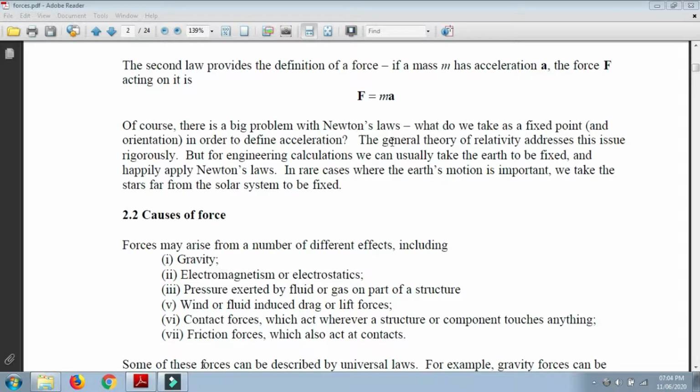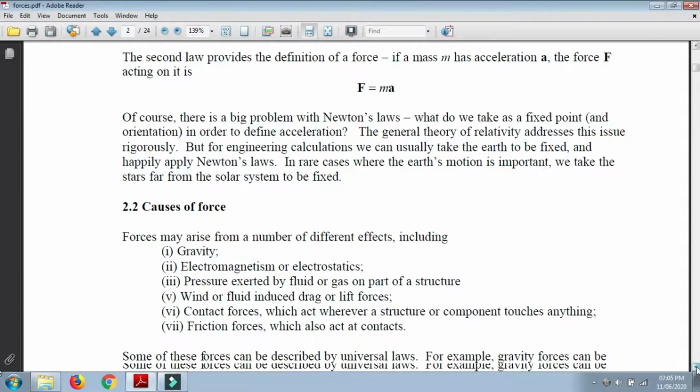That you will discuss on the basis of the theory of relativity, which addresses this issue very vigorously. But for engineering calculations, we usually take the earth to be fixed and happily apply Newton's law. In rare cases, when the earth's motion is important, we take the star from the solar system to be fixed. That is when we are talking about heavenly body systems in space.